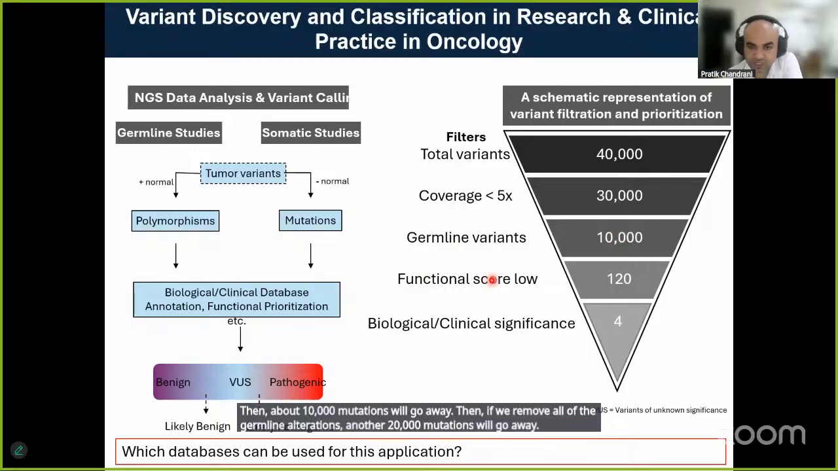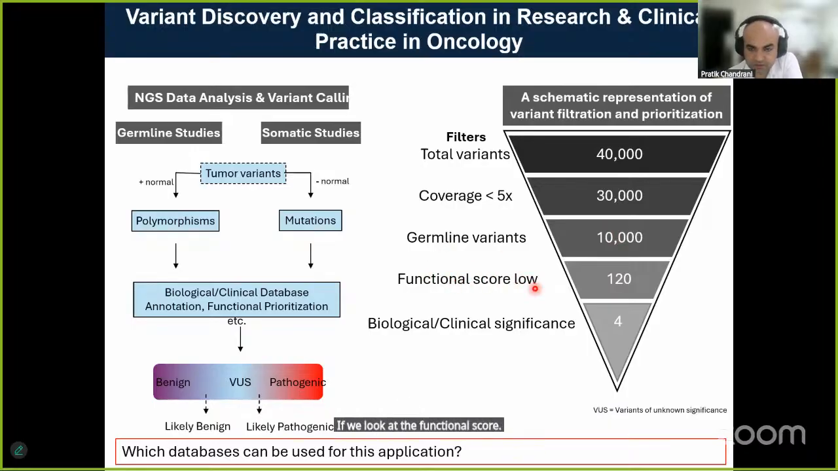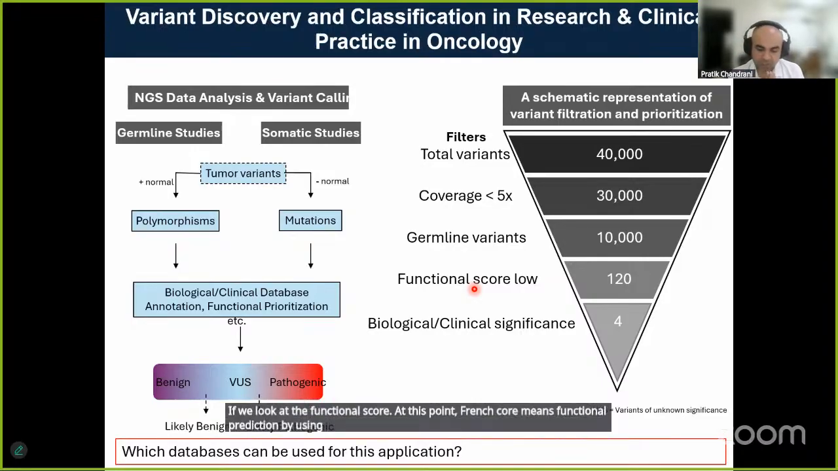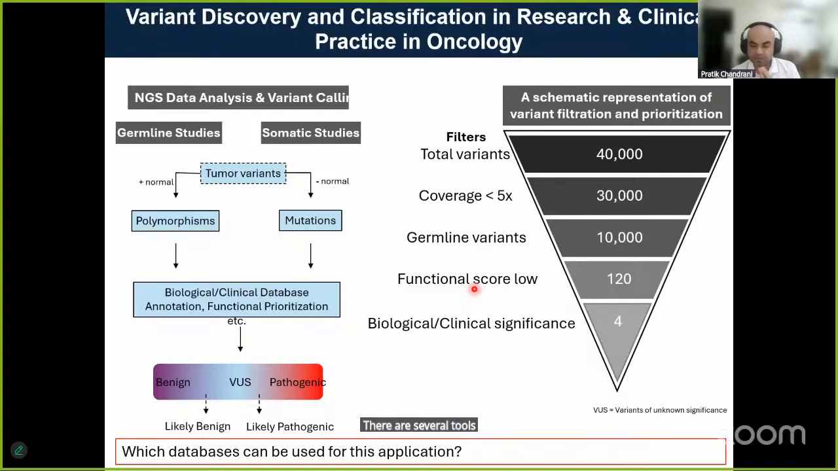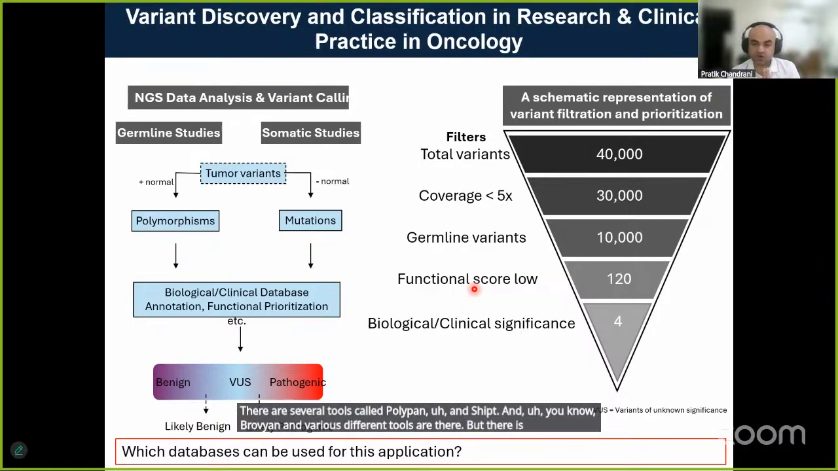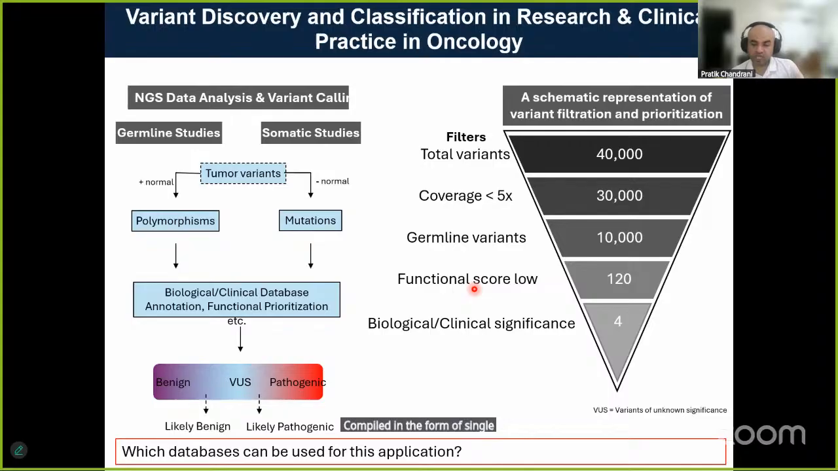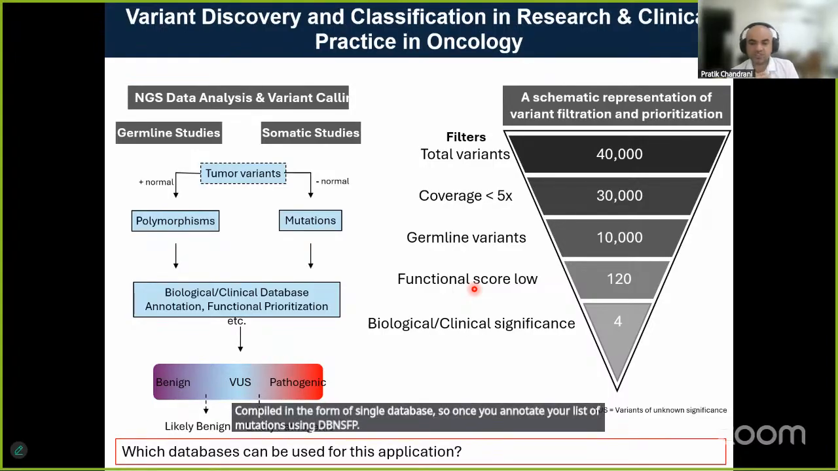If we look at the functional score, now this functional score means functional prediction by using computational tools. There are several tools called PolyPhen and SIFT and PROVEAN and various different tools. But there is also a database called dbNSFP, which has all of these functional tools compiled in the form of a single database. So once you annotate your list of mutations using dbNSFP, you will get to see their functional score.